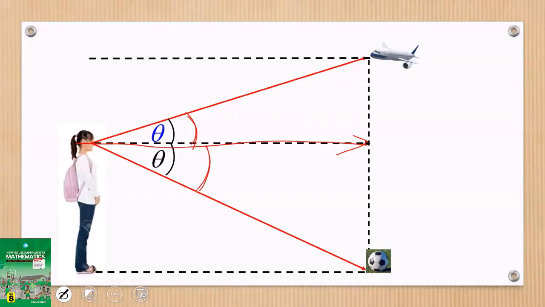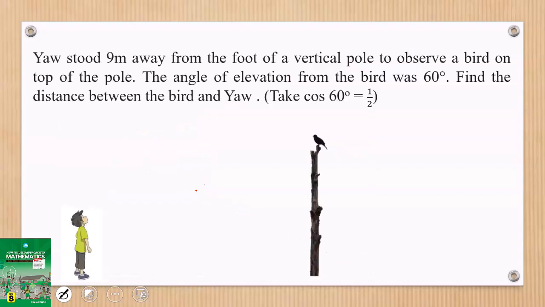Now, let's look at how we can use this in solving questions. Let's say, for example, Yao stood 9 meters away from the foot of a vertical pole. You can see a vertical pole here, and he stood 9 meters away, which means the distance between him and the pole is 9 meters, to observe a bird on top of the pole. The angle of elevation to the bird was 60 degrees.